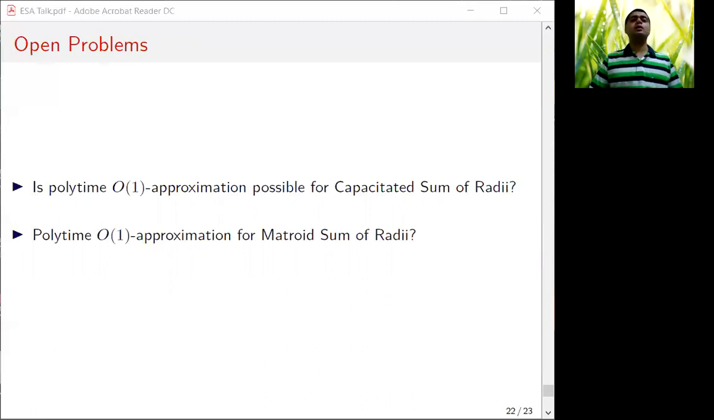On the other hand, for the matroid version, there is no such indication, not even an indirect one, that a constant approximation is not possible in polynomial time. In fact, matroid versions of k center and k median do have polynomial time constant approximations, which may be an indication that the matroid sum of radii may also have a polynomial time constant approximation. So that's a second open problem.